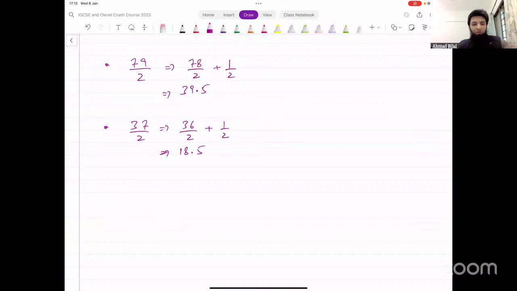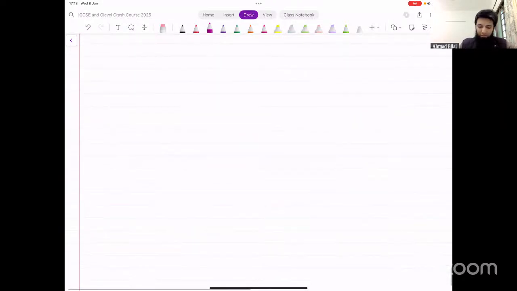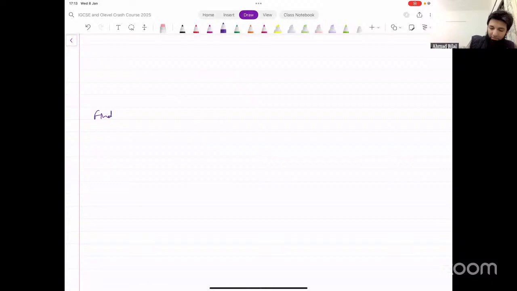Okay, so division by 2, you will come across that again and again, over and over again. You should be able to do it like this. Okay. For instance, a very common type of problem that you will see would be like this. Find, for instance, a number, or let's do a fraction here first.